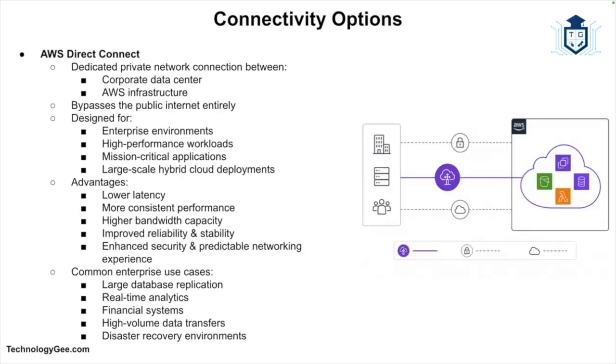And then there's AWS Direct Connect. And this is where things get serious because AWS Direct Connect provides a dedicated private connection between your data center and AWS. It doesn't go over the public internet, which means lower latency, high performance, and a more consistent network experience. And this is typically used by large enterprises that need reliable, high-speed connectivity for critical workloads.